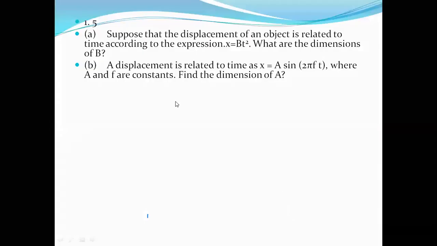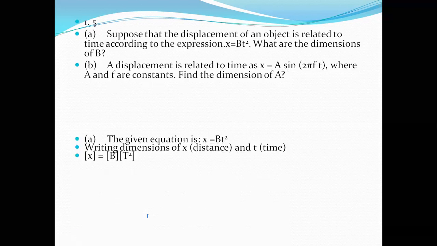Numerical number 1.5. Suppose that the displacement of an object is related to the time according to the expression x is equal to pt square. What are the dimensions of p? Part B. The displacement is related to time as x equal to a sine 2 pi ft, where a and f are constant. Find the dimension of a. Student, we have to find the dimension of these quantities now.